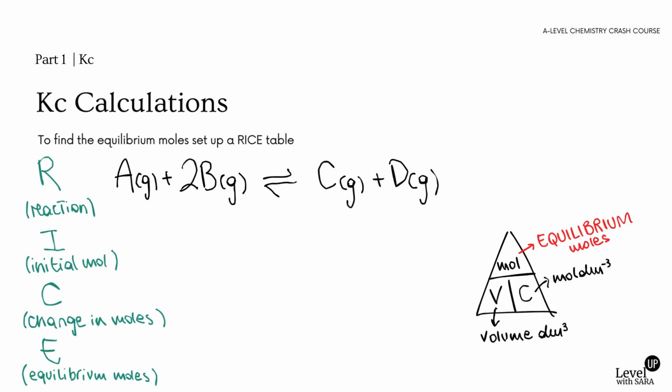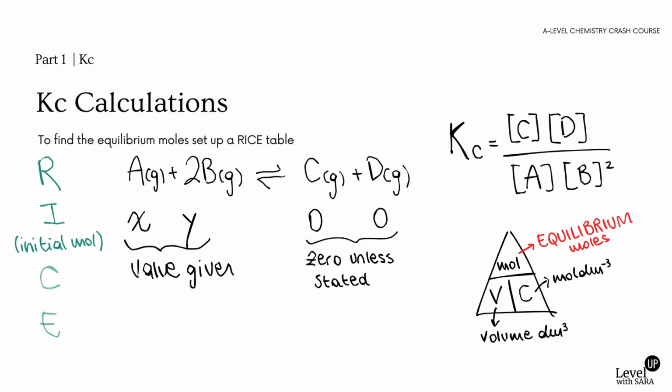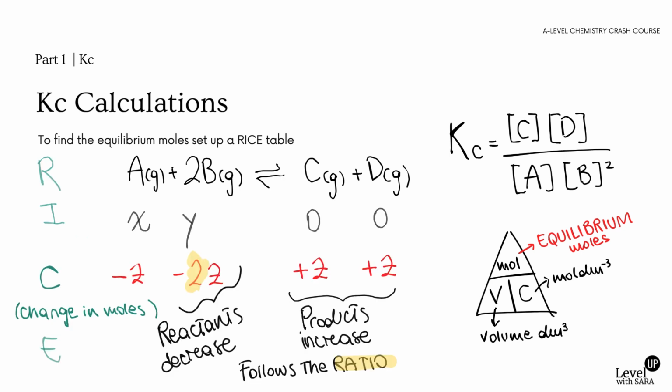You can use this RICE table to find equilibrium moles. RICE stands for reaction, initial, change, equilibrium moles. I would suggest you always set it up this way. You have the reaction, and then by reading the exam question, you will be able to fill some things up in this table. What you're given normally is the concentrations of the reactants. Unless stated clearly in the question, the initial moles of the products are zero. Remember, we're talking about moles.